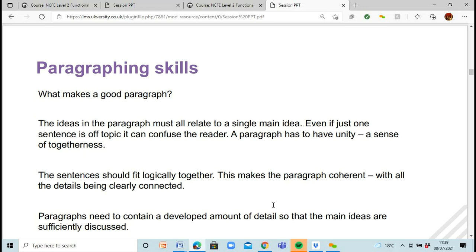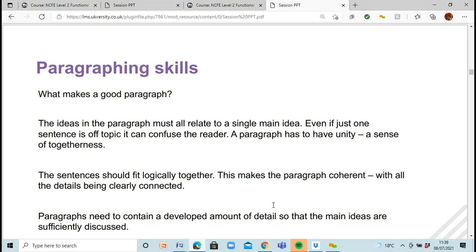You're like, what are they talking about? So you could be talking about something else and you introduce something different into it, and it throws your reader off. So a paragraph should have a unity. It should be together. It should be quite concise, and it should be clear that it's talking about one idea and everything within that paragraph relates to it.